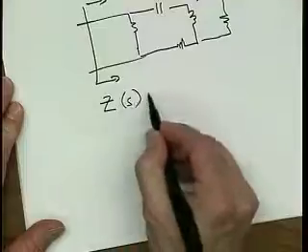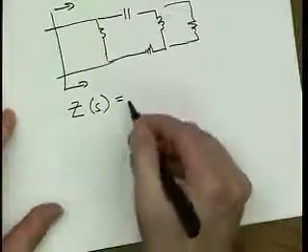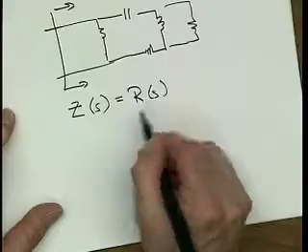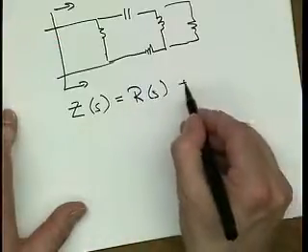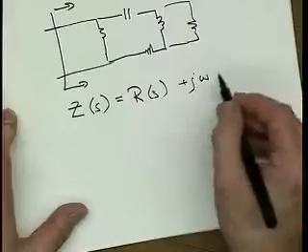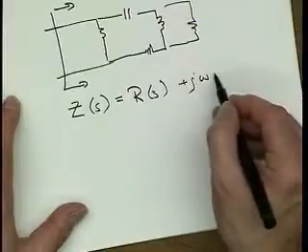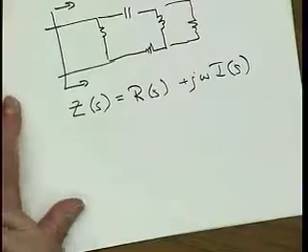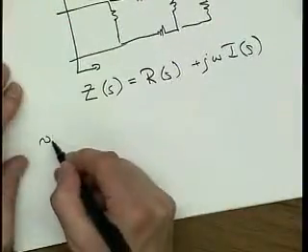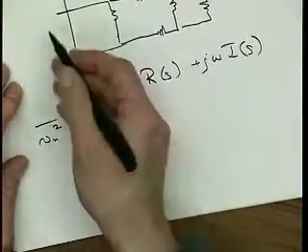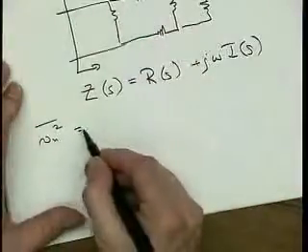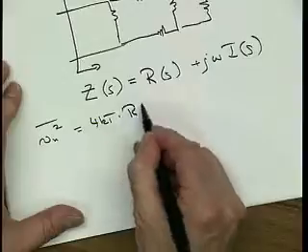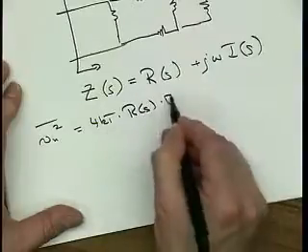Z of s is, of course, now a function of frequency, and that's going to have a resistive part, that is also a function of frequency, plus j omega, an imaginary part. A real part and an imaginary part, like this. Then the noise, Vn squared, the total noise seen by this system, is going to be 4kT times R, function of frequency, times B.